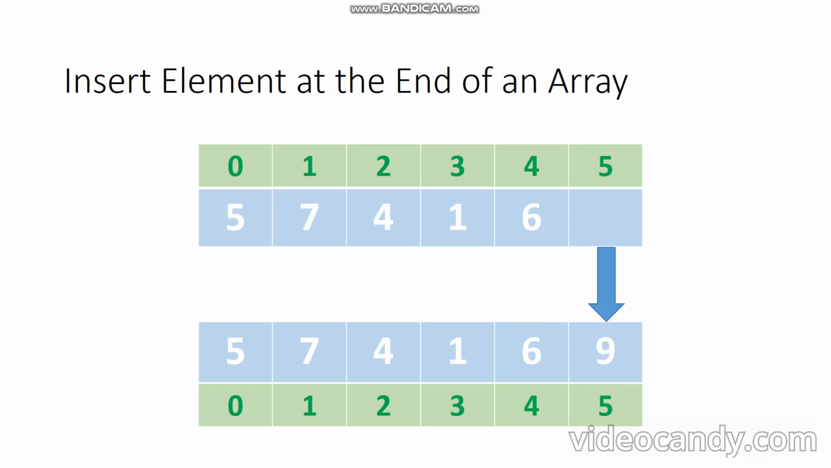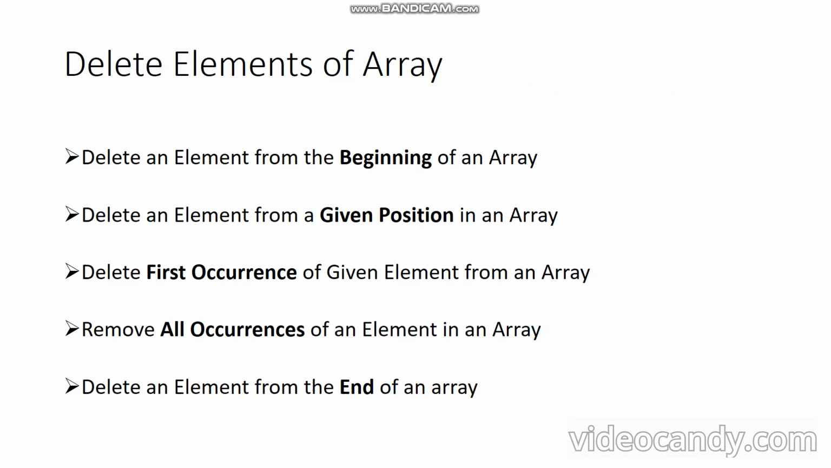And at the last, inserting the element at the end of the array. Definitely the last index is 5, and there is no element present over here, so I can immediately insert 9 at the last position. Yes, we are going to see this practically, the program, the coding, how we can do this. Next, how I can delete the elements of an array.